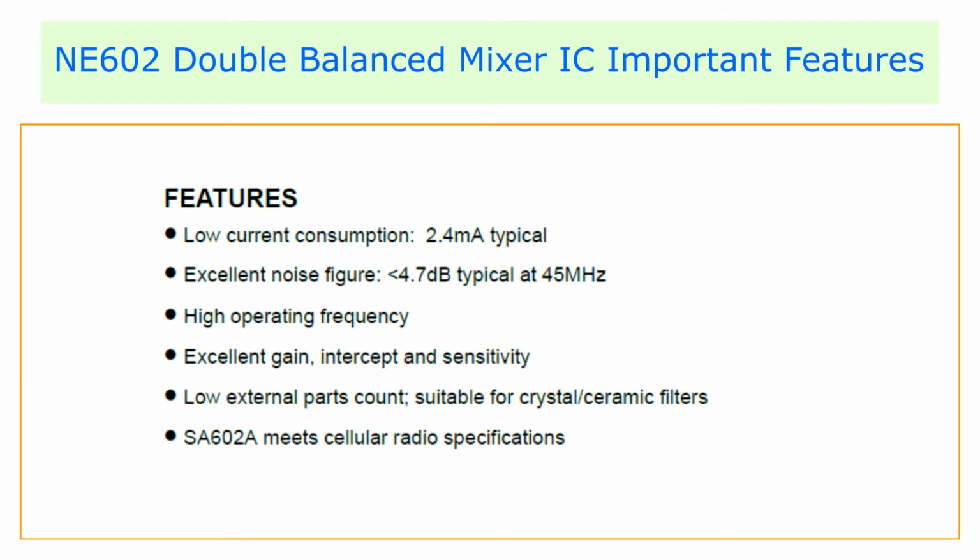The important features of the NE602 IC are: 1. Low current consumption of typically 2.4 mA. 2. Excellent noise figure of less than 5 dB at 45 MHz. 3. High operating frequency. 4. Excellent gain, intercept and sensitivity. 5. Low external parts count, therefore easier to build.